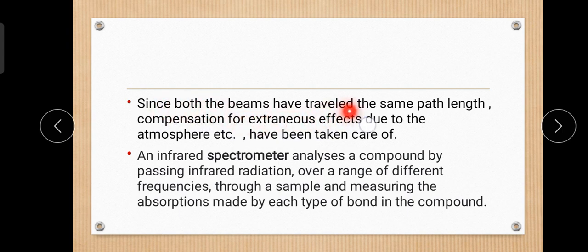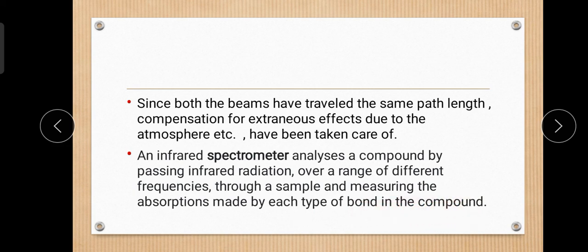Since both beams have traveled the same path length, compensation for extraneous effects due to the atmosphere etc. has been taken care of. That means if two beams have the same path length, then the compensation for the extraneous effects, that means some other parameters due to the atmosphere, has been taken care of. An infrared spectrometer analyzes a compound by passing infrared radiation over a range of different frequencies through the sample and measuring absorption made by each type of bond in the compound.